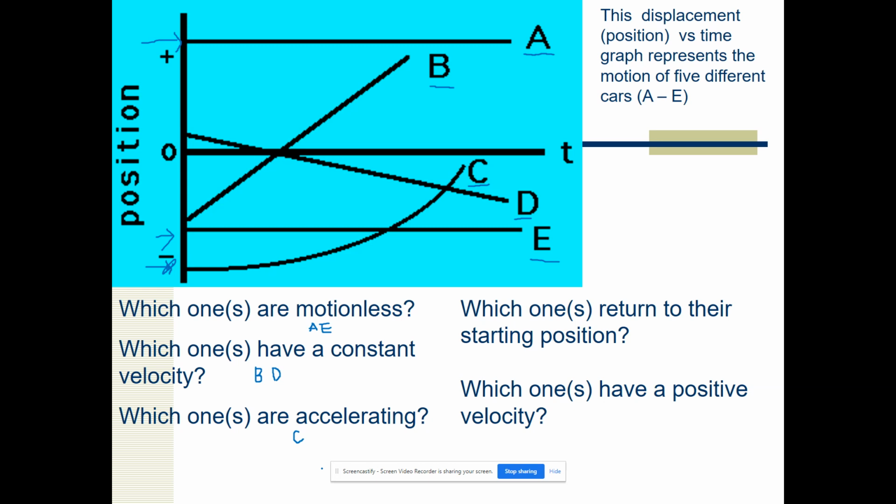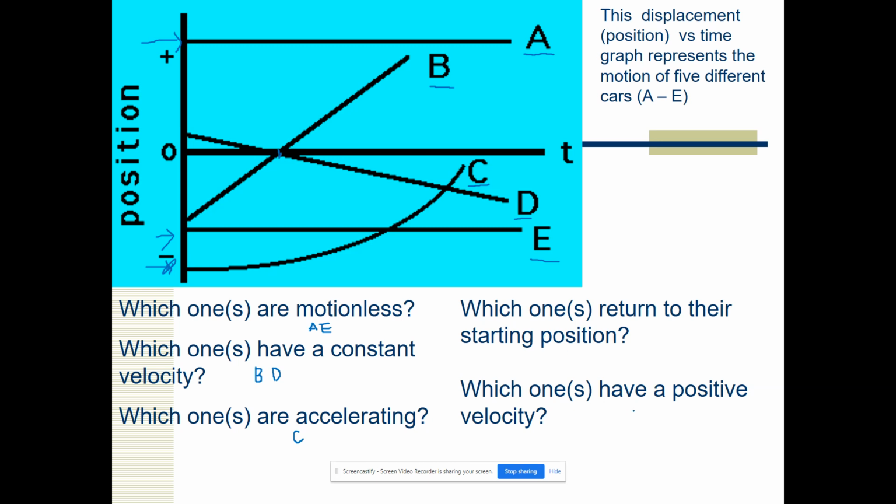Which ones return to their starting position? Well, none of them really return to the starting position, but you could say B and D return to the position of origin there, although none of them return back to where they started from at the beginning of this graph.